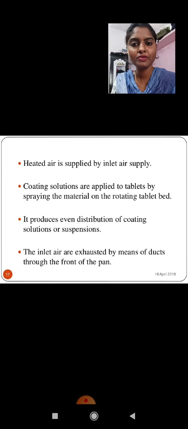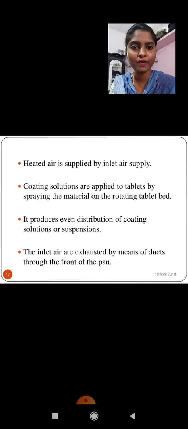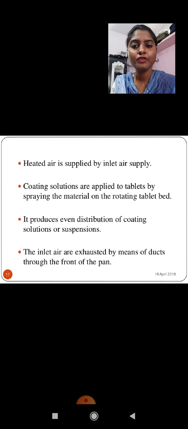What is the main use of this Pellegrini coating pan? It produces an even distribution of the coating solution or suspension over the tablet cores. Sometimes uniform distribution of the coating does not happen, and lumps form on the tablet. That is prevented in this Pellegrini coating pan.